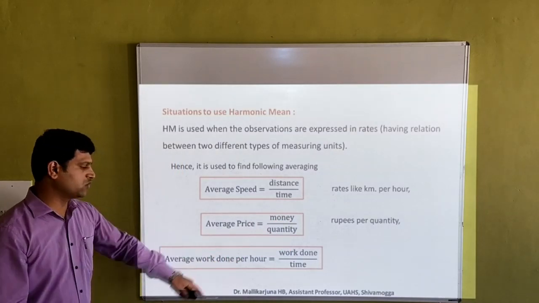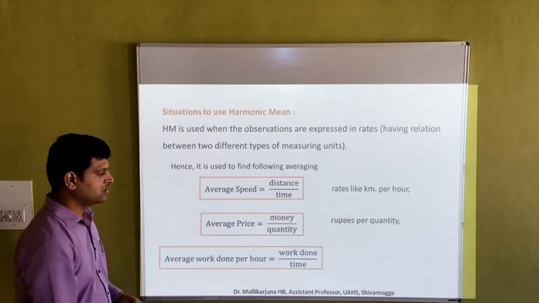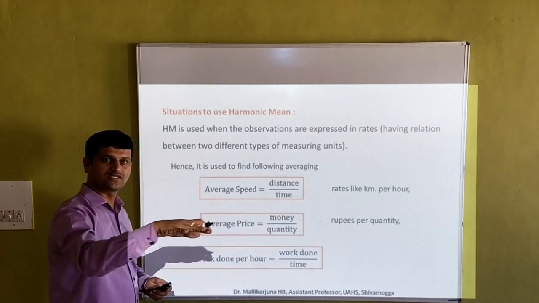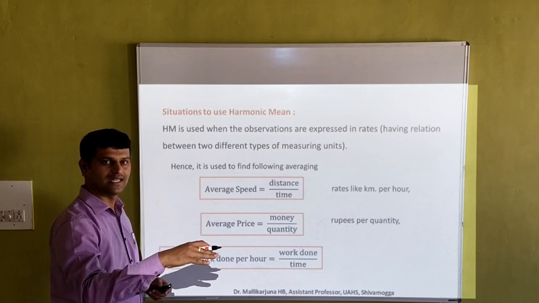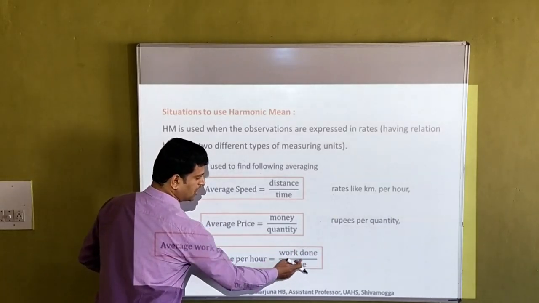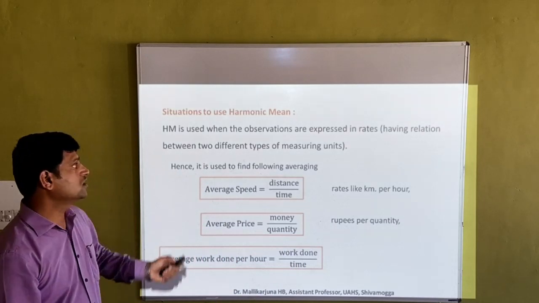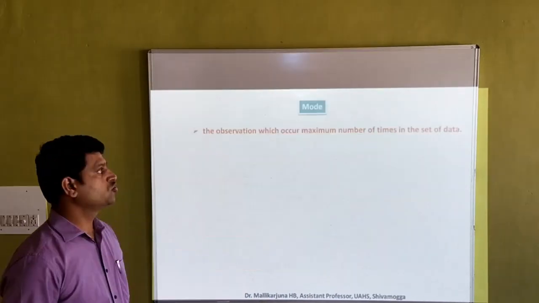And also average work done per hour. Work done in some certain area, like the harvest completed in 5 acres, 10 acres. This is one unit, and time in hours is another unit. In these cases, we have to use harmonic mean.